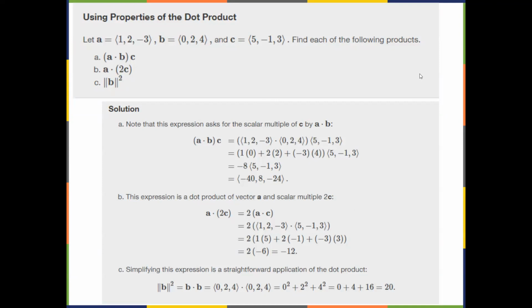So take a quick look at that. Make sure you follow all of their steps. And then definitely let me know if you don't understand one of the steps.